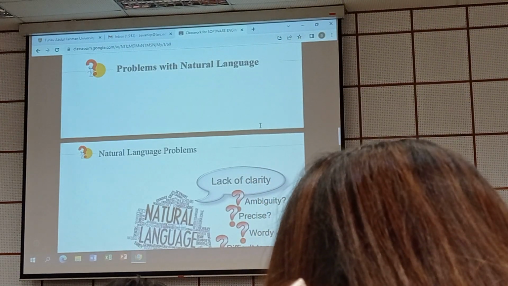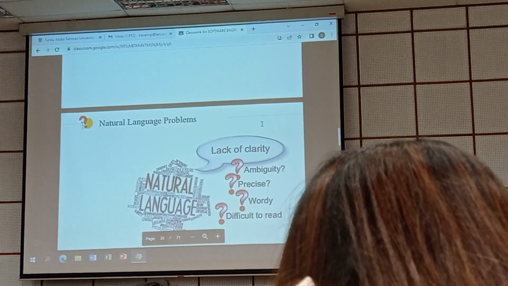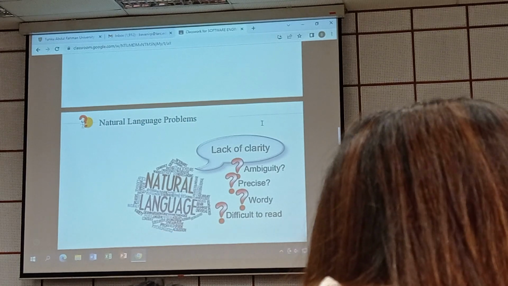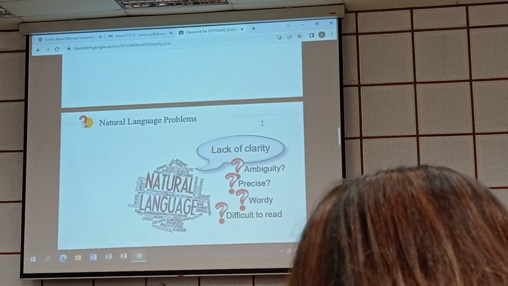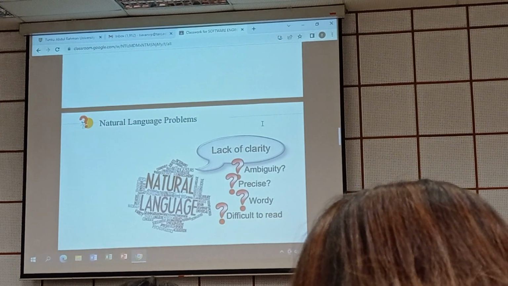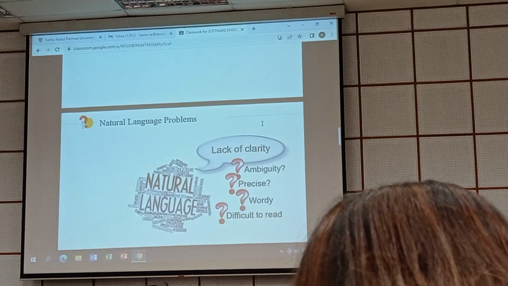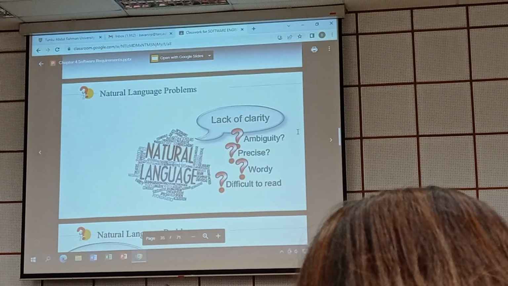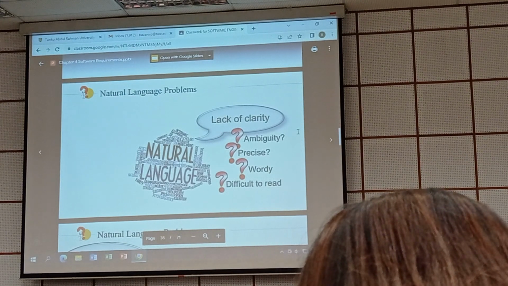No. Okay, the next one is problems with natural language. That is the first thing I already emphasized at the beginning of the lecture. When you gather requirements from humans, of course you need to gather requirements from humans, no one else. So these are the problems you are facing, which are natural language problems. The natural language problem is lack of clarity.